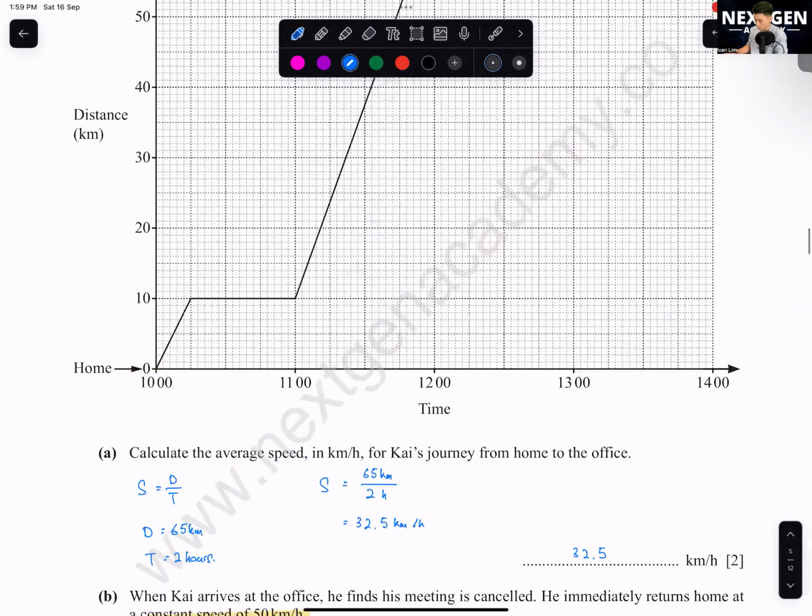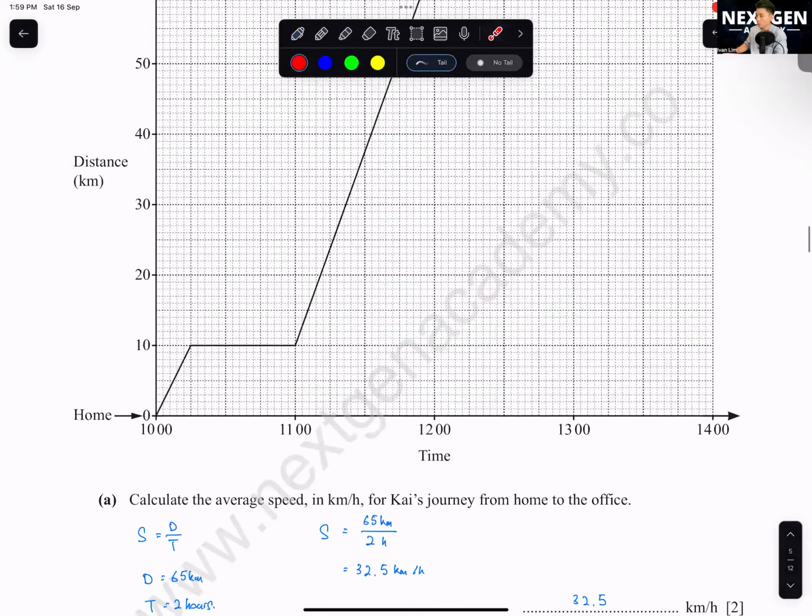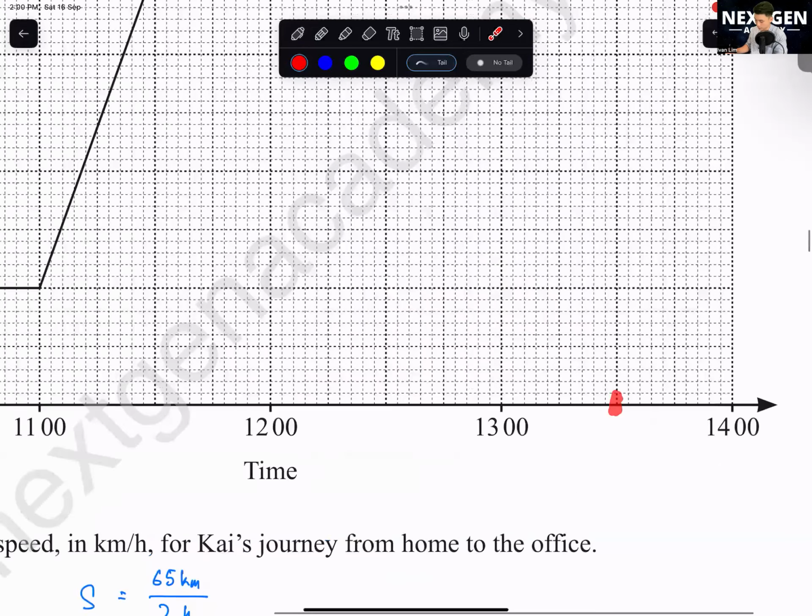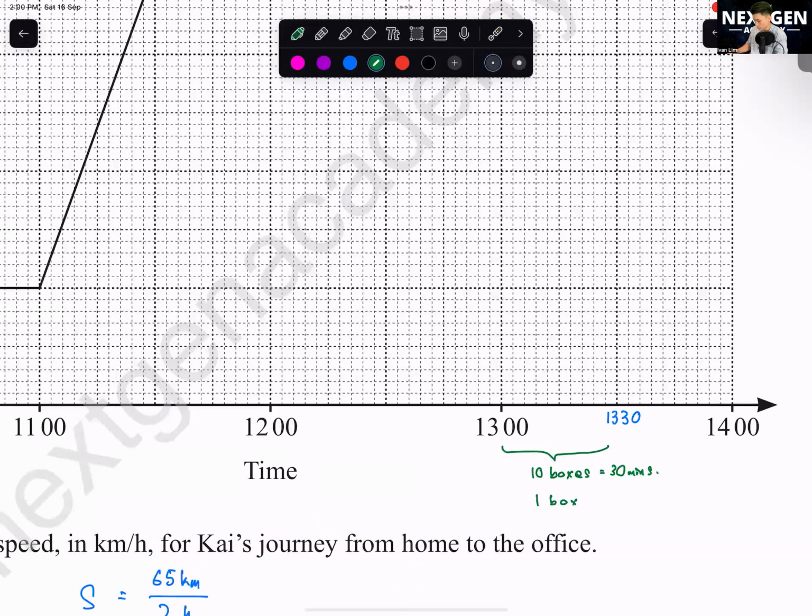So where is 13:18? We have to see each box represents how much. Okay, how do we calculate the box? So you see here, okay, I will break it down into smaller. So here I can put, this is 13:30. Okay, so you see over here, total you have 10 boxes here. 10 boxes is equals to 30 minutes. Okay, so one box will be equals to 30 divided by 10. Each box is 3 minutes.